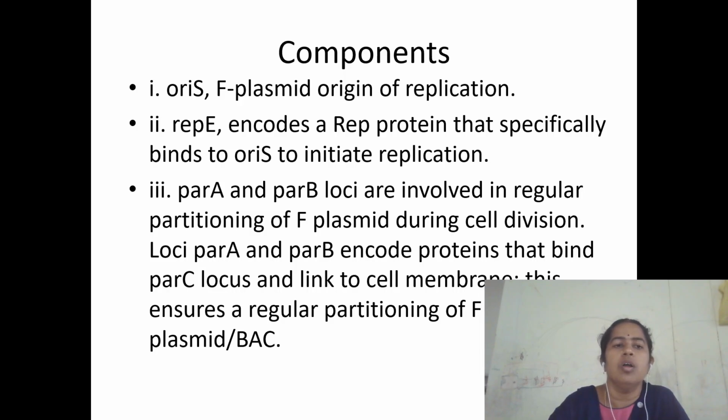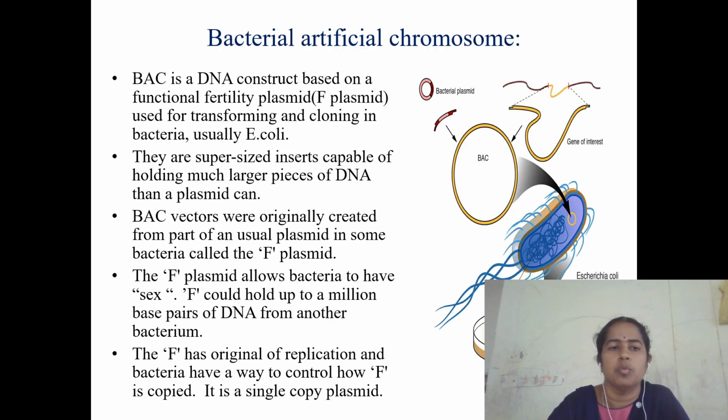The components are origin site, then F plasmid origin of replication, then repE, that is rep protein that specifically binds to the oriS to initiate the replication. Then parA and parB are loci that are involved in regular partitioning of F plasmid during cell division. These encode proteins that bind to parC locus and link to the cell membrane. This ensures a regular partitioning of the F plasmid and bacterial artificial chromosomes.